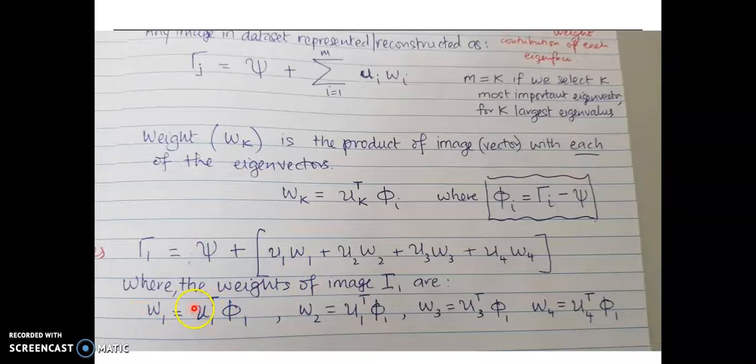W1, you take the eigenvector u1 transpose times phi 1. Weightage for w2, again, the eigenvector u1, this should be u2, u2 transpose times phi 1. W3, take u3 transpose times phi 1, and w4, u4 transpose times phi 1. So this is the correction, it has to be u2, the second eigenvector u2. And we are talking about normalized eigenvectors.